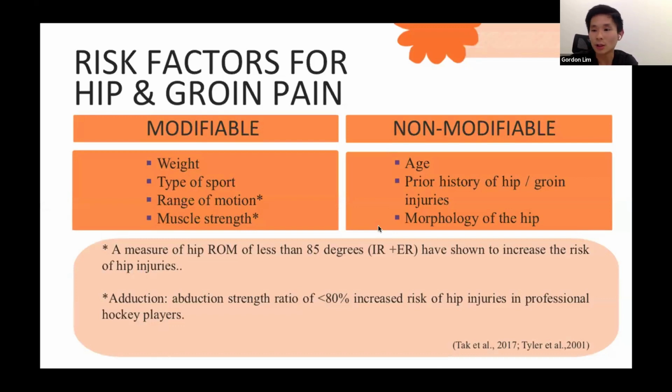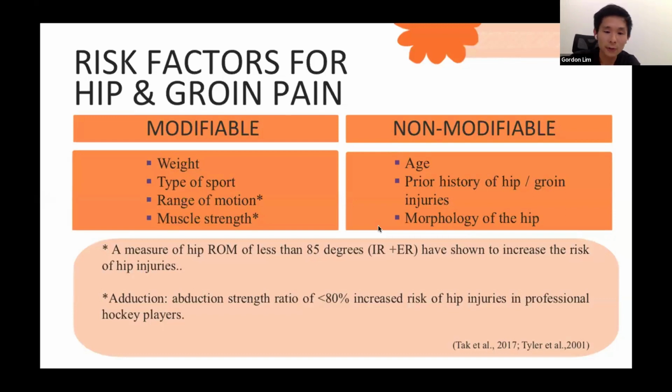What we do know, however, is that these risk factors are not entirely absolute. Some papers found that a measure of hip range of motion of a total of less than 85 degrees of external rotation plus internal rotation has been shown to increase the risk of hip injuries. However, those studies did not take into account sport-specific adaptations that may have resulted in the athlete having a little bit more limited range of motion. So if we follow this strictly, then we might be overly conservative when picking up athletes at risk.